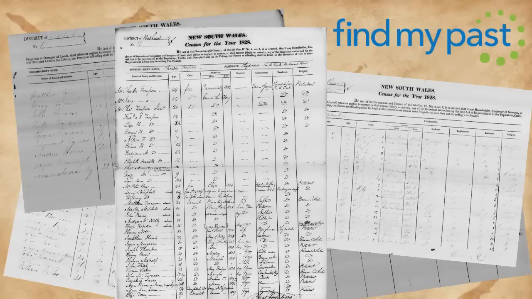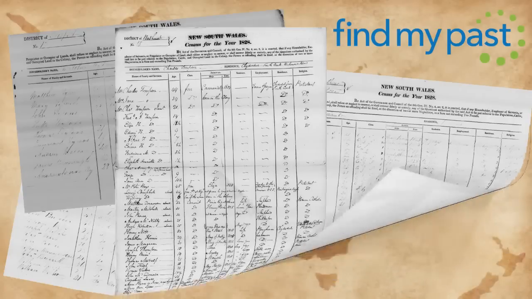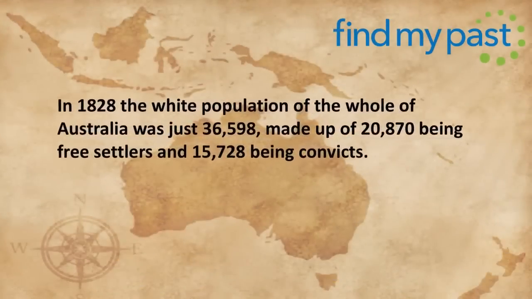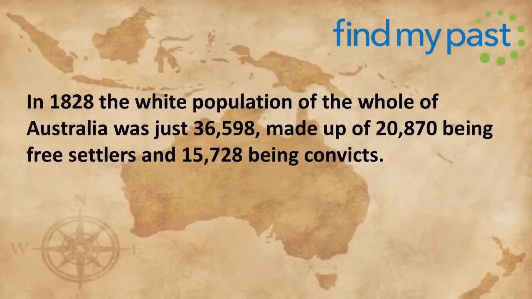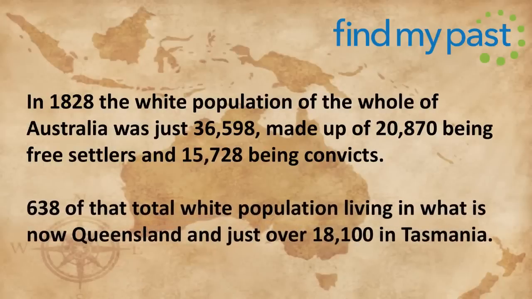Previous government statistics were based on musters, which is a head count of assembled convicts and settlers. In 1828, the white population of the whole of Australia was just 36,598, made up of 20,870 being free settlers and 15,728 being convicts, with 638 of that total white population living in what is now Queensland and just over 18,100 in Tasmania.